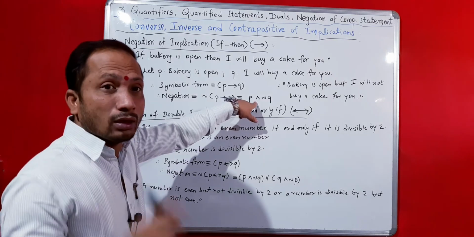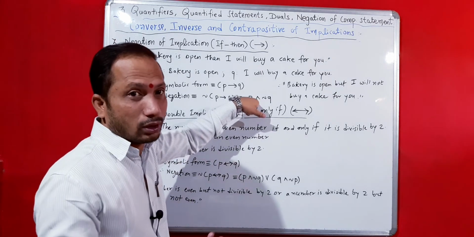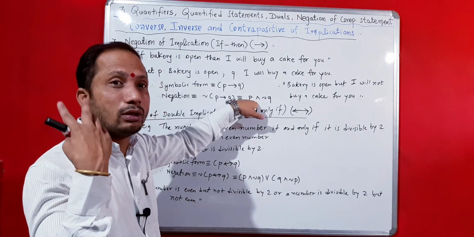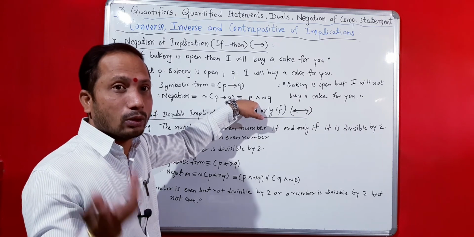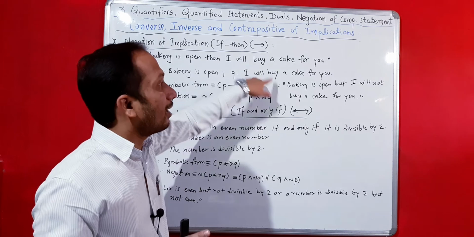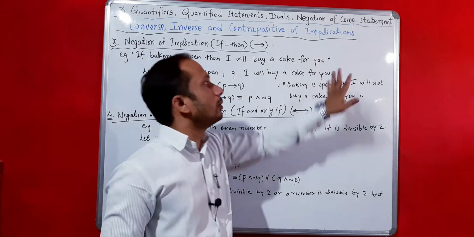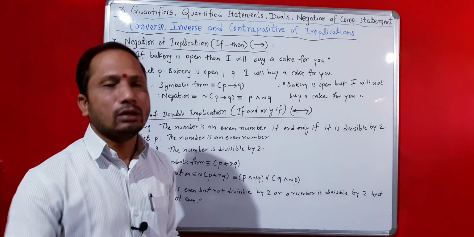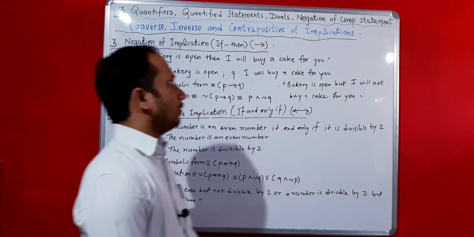So remind that statement: P and not Q. So P does not imply Q, or P but not Q. You remember this. So P and negation of Q: the bakery is open but I will not buy a cake for you. This is the statement.